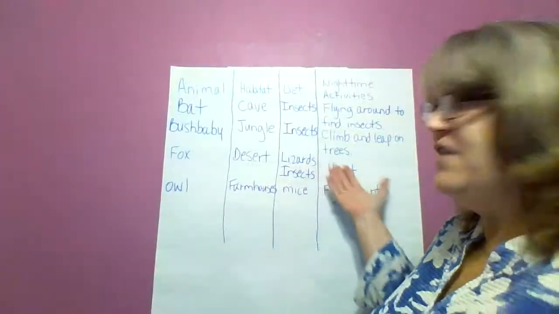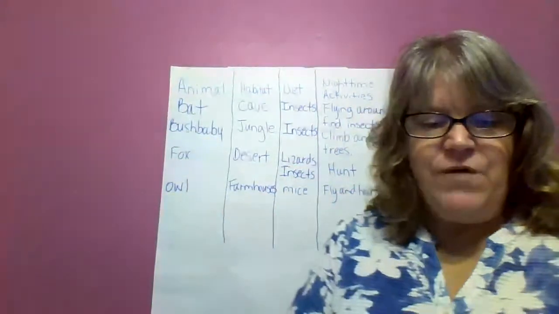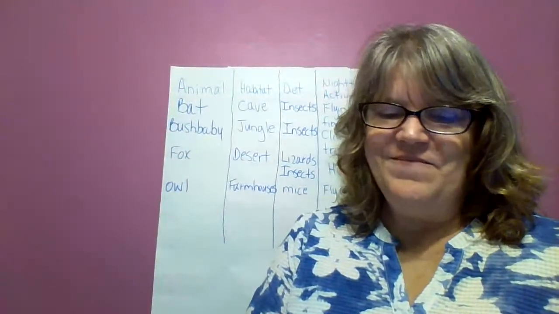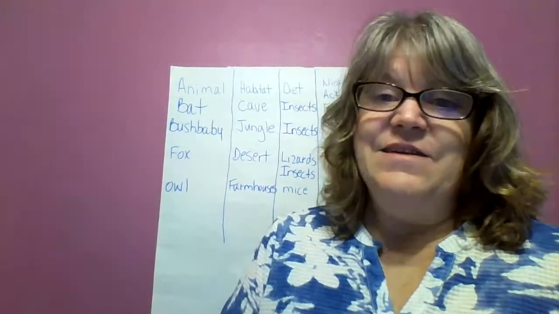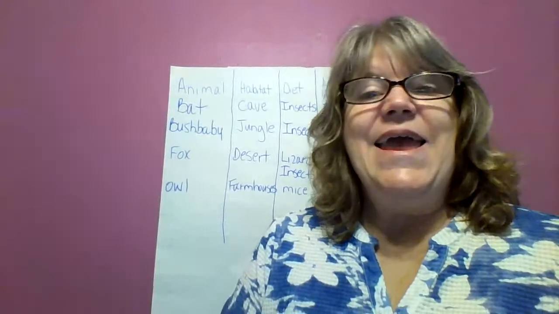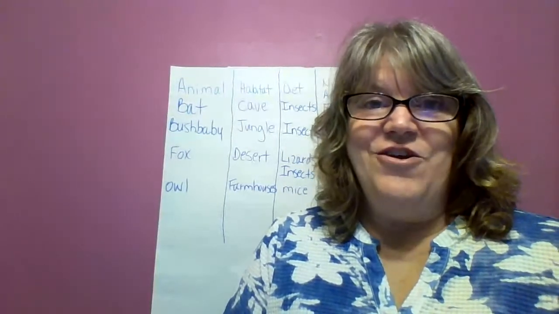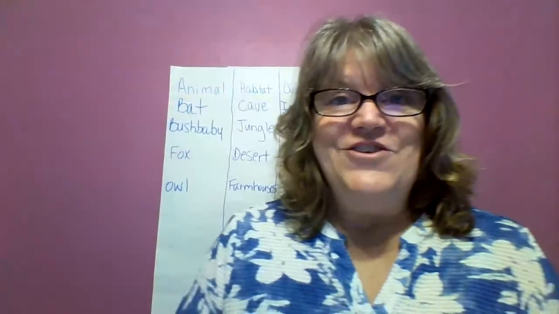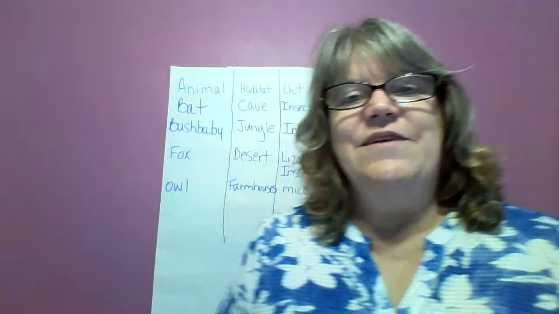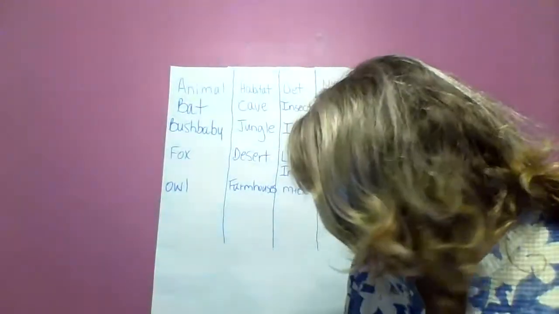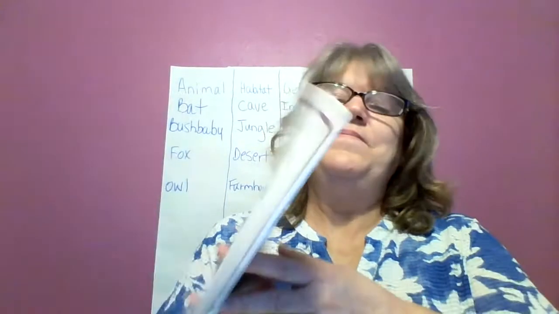Look at all this information we already know just from reading a few pages in this book. We're going to be continuing looking at different text features and different animals during our unit. You guys did a great job today. Don't forget to always think about your objective when you're reading. I can identify and use text features. Very important, especially in a nonfiction book, such as Nighttime Animals.